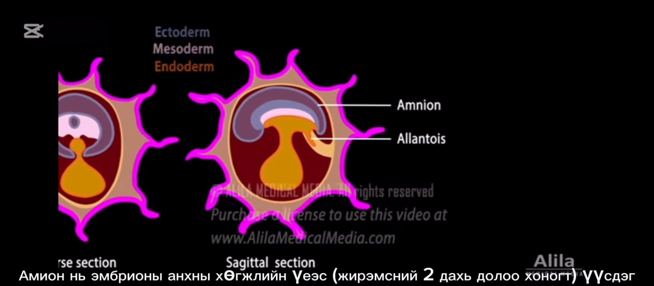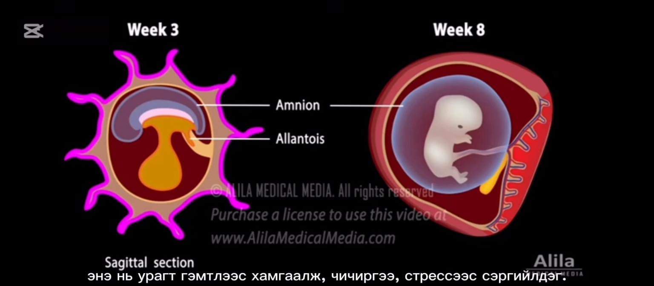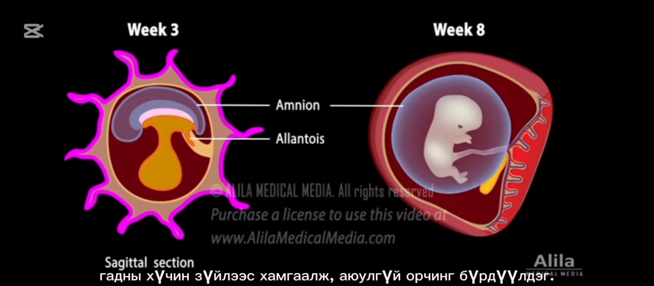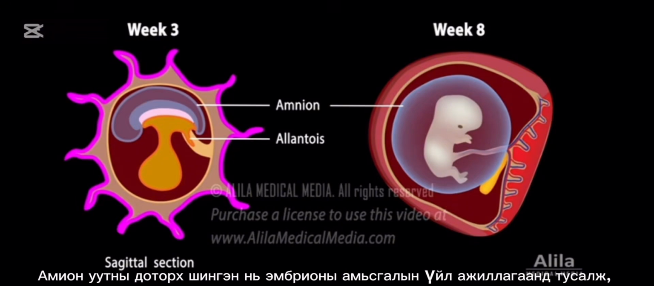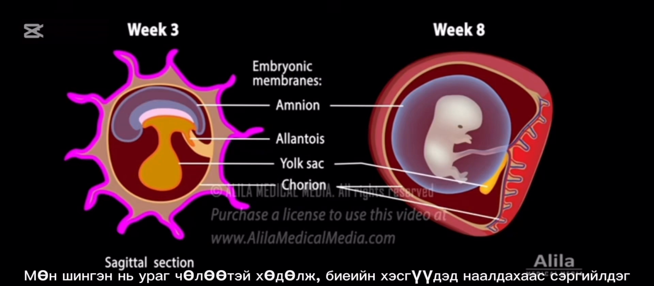It is filled with amniotic fluid, which protects the embryo from trauma and temperature fluctuations. The fluid also allows the fetus to move freely and prevents adhesion of body parts. The yolk sac, amnion, allantois, and chorion are the 4 embryonic membranes.